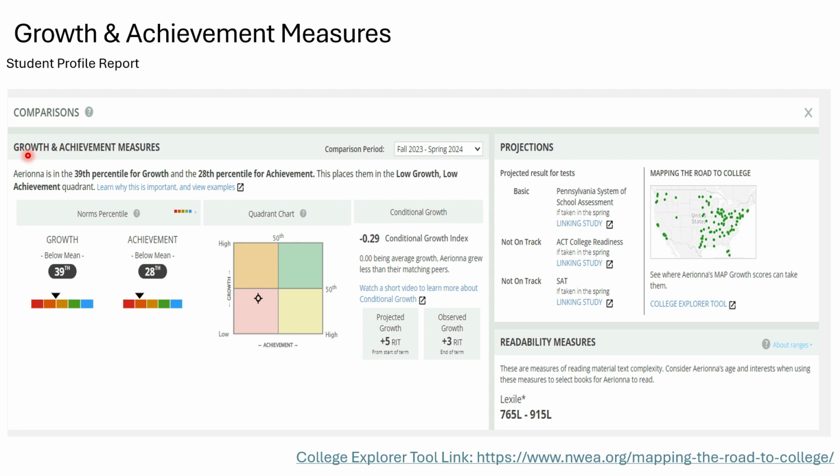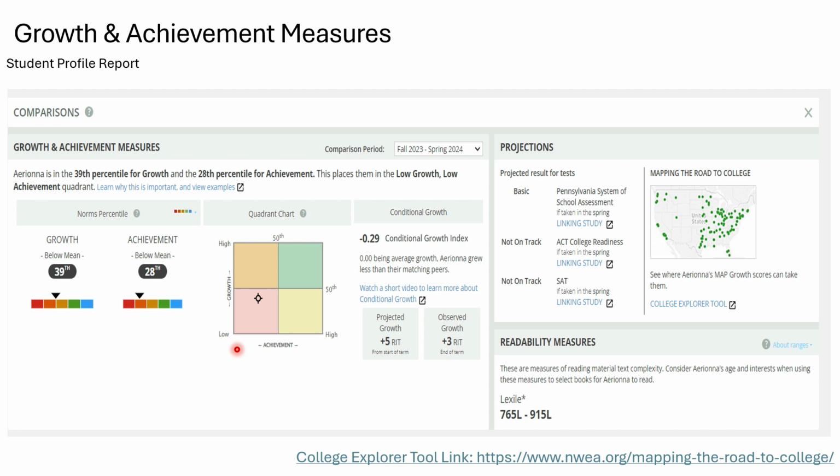It will tell you what the student is in for growth and achievement. Again, these are looking at the norming data provided by NWEA based on all students at the same grade level with the same weeks of instruction who have taken this test at the same time as your students. So this student is at the 39th percentile for growth and the 28th percentile for achievement. This student is below the mean or the average in both instances.